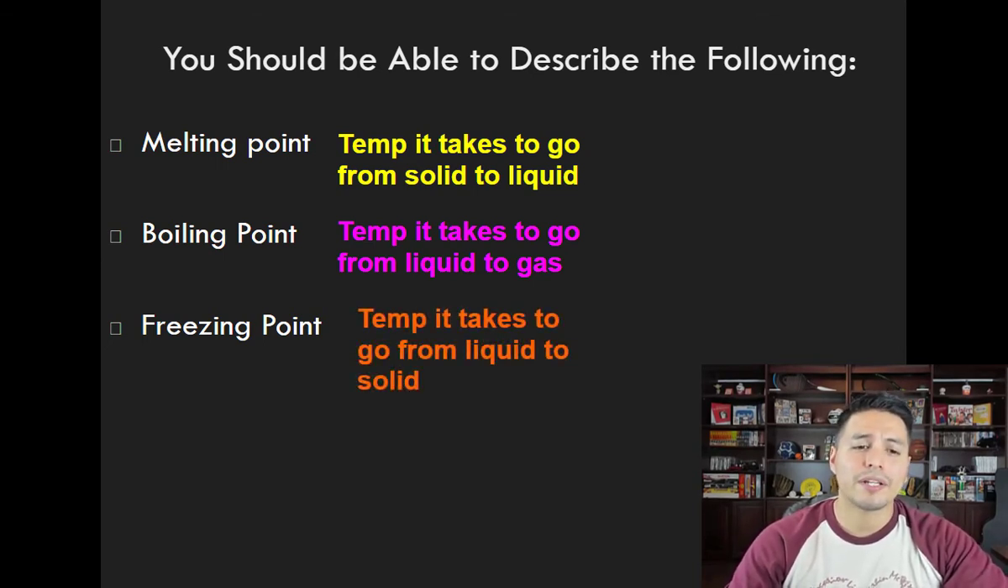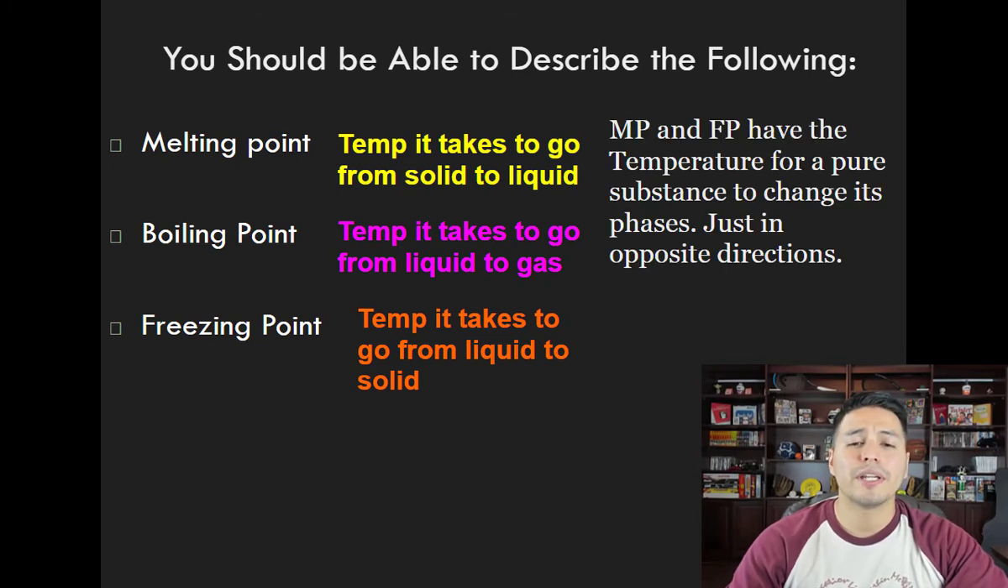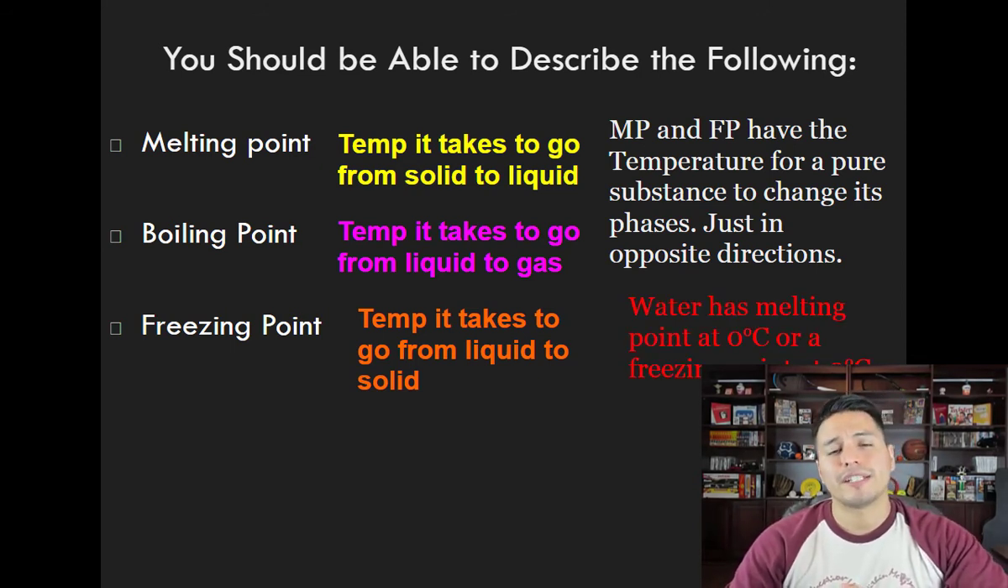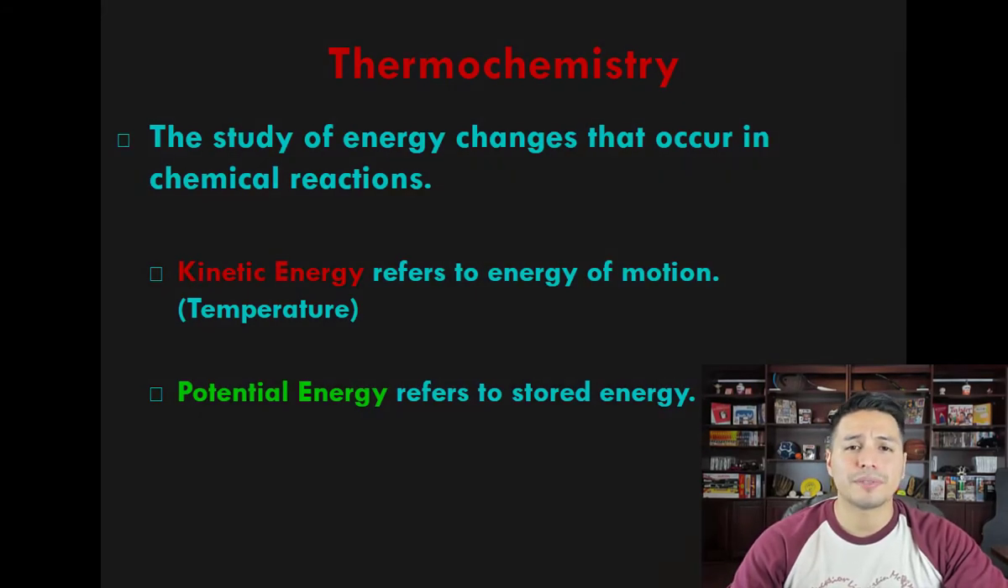So when you think about it, your freezing point and your melting point have the same temperature change that's required to change phases. They're just going to be in opposite directions. For instance, your freezing point of water is at 0 degrees Celsius, but your melting point is also going to be at 0 degrees Celsius as well. They're just in opposite directions.